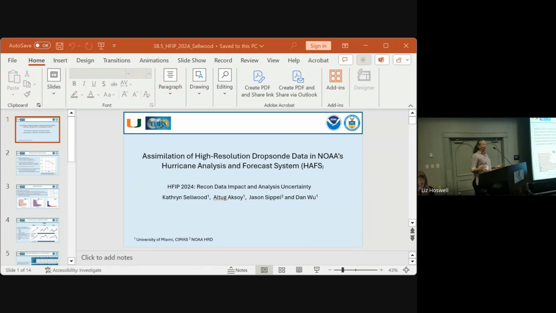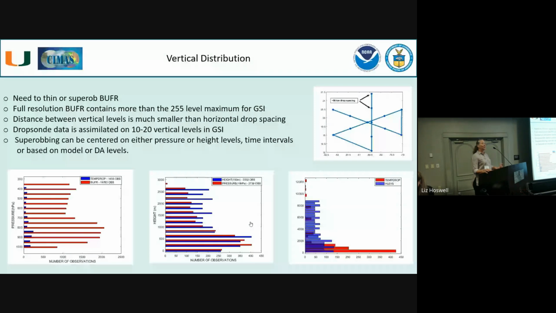So there are a number of ways we can do the superobbing, and depending on how we do this, it would affect the vertical distribution of the data. On the bottom left, it just shows in blue TEMP DROP data and in red buffer data for a single cycle that had really good dropsonde coverage. And so you can see there's a lot more buffer data.